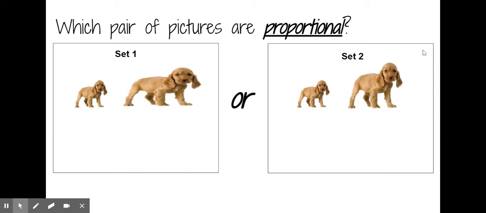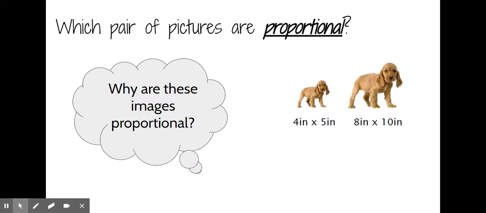All right, let's first take a look at these two sets of pictures. Which pair of pictures would you say are proportional? I bet you think you know. Let's take a look at the dimensions. The dimensions are going to prove why you're right. I bet you pick set 2. Absolutely. So why are these images proportional?